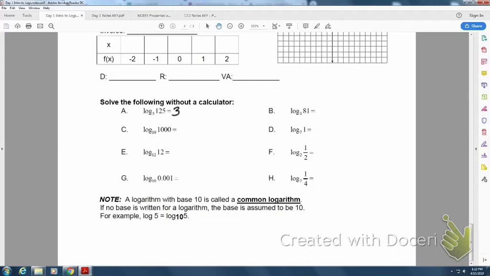10 to the power of what equals 1,000? So 10 times 10 is what? 100. Times 10 is what? 1,000. So 3.